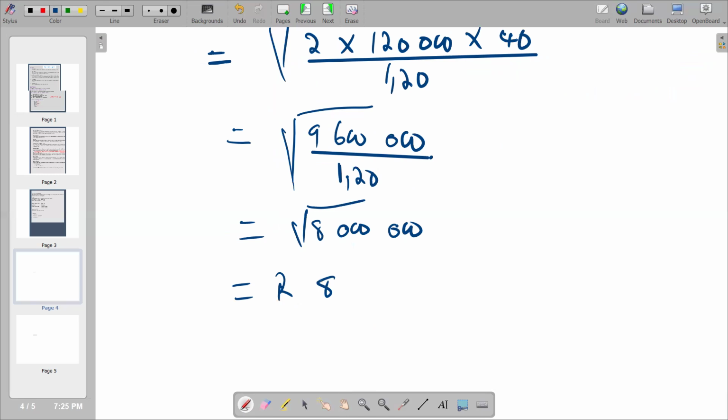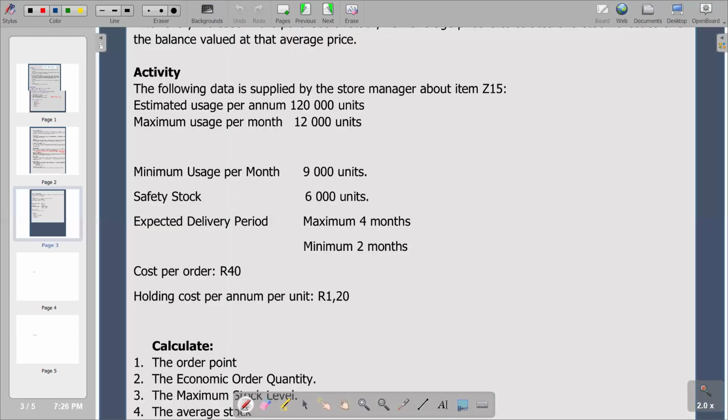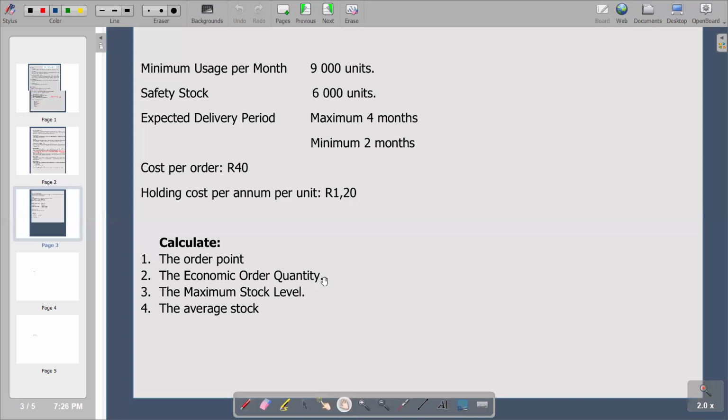You're going to get your root as 2,828. If you round it off to the nearest whole number, it becomes 2,828, or to the nearest rand, meaning the same thing. So basically, this is your economic order quantity, and we know that we are supposed to express it in units. If you are given kgs, you're supposed to put your kgs there. So moving on to the next one, which is now the maximum stock level.